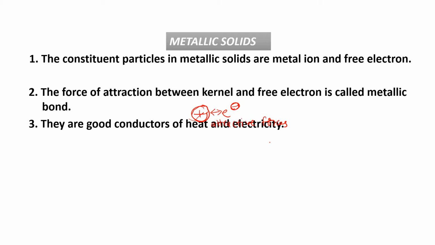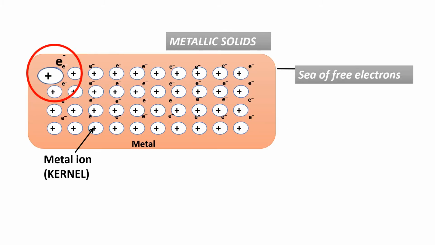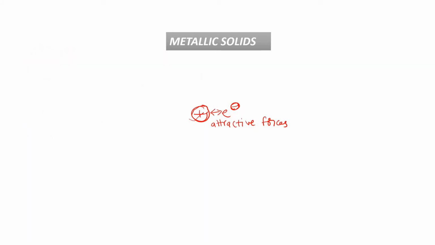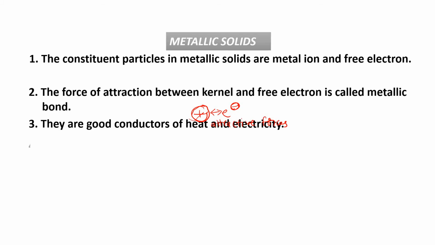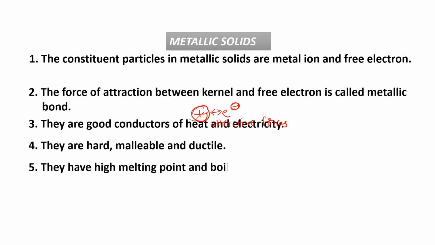Next, they are very good conductors. Why are they very good conductors? Because there are a number of free electrons, and all these free electrons easily flow. Observe here what happened. These electrons can freely flow inside the metal. Therefore, they conduct electricity, isn't it? And they are very hard in nature because metallic bonds are very, very strong. Therefore, they are very hard, and they are malleable and ductile.